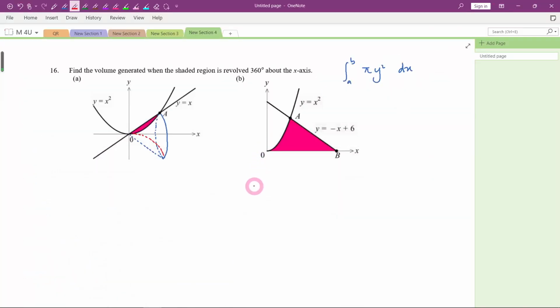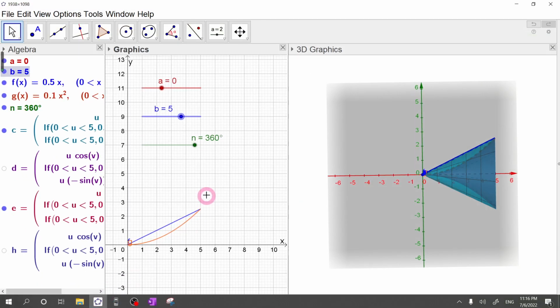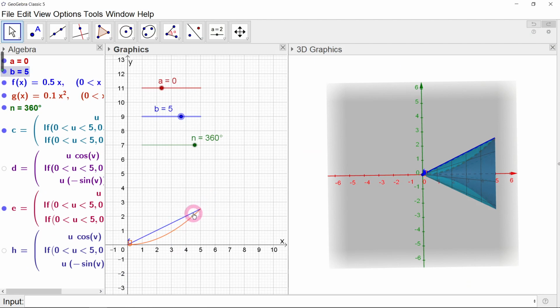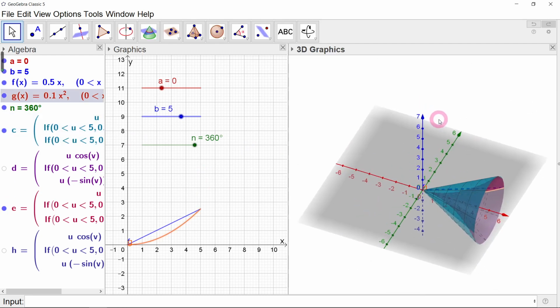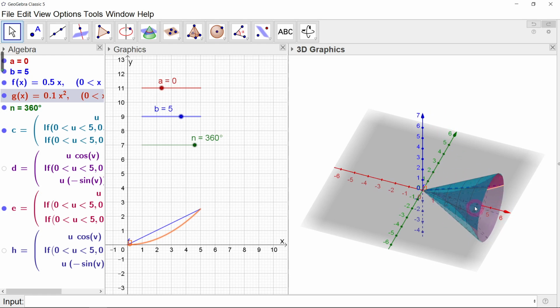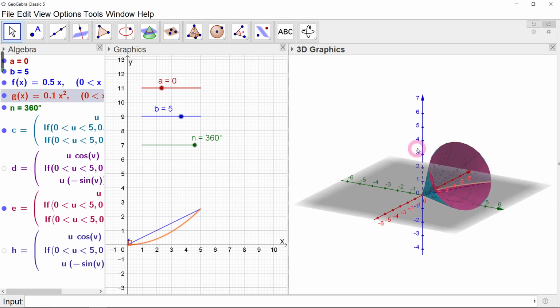Hold on. Okay, you can look at this one. Now this is a straight line. When it's rotated 360 degrees, it actually forms a cone. The curve, when it's rotated 360 degrees, forms a shape like this. So what we are going to do is take the volume of the cone minus the volume of revolution formed by the curve. Can you see it?